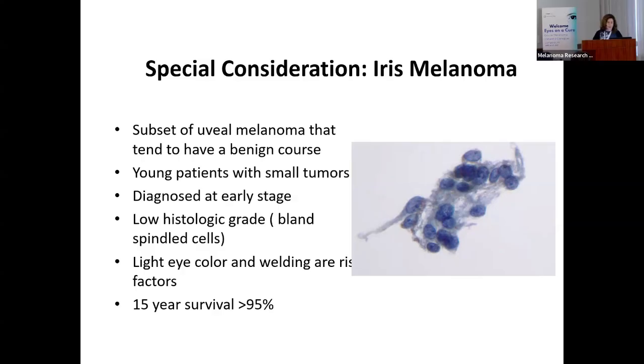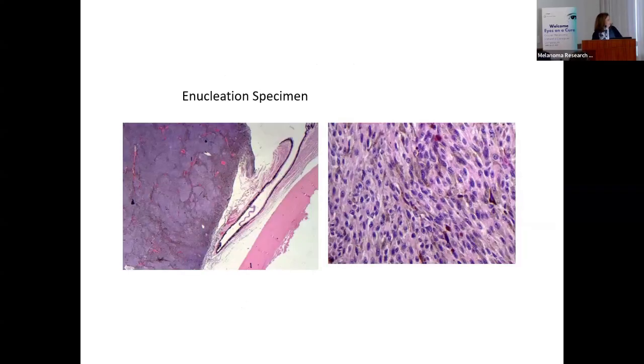Now, iris melanoma, if anyone has had a melanoma of their iris, that's a different animal. It's a subset of melanoma that has a benign course most of the time. Usually these tumors occur in young patients and the tumors are small. They're diagnosed at an early stage and they're very, very bland. The 15-year survival of iris melanoma is over 95%. So that's a bit of a different bird.